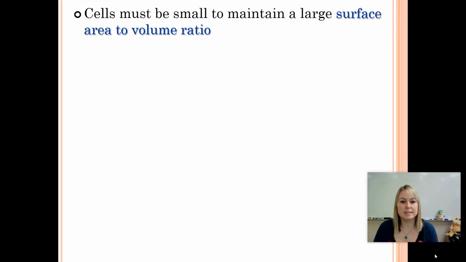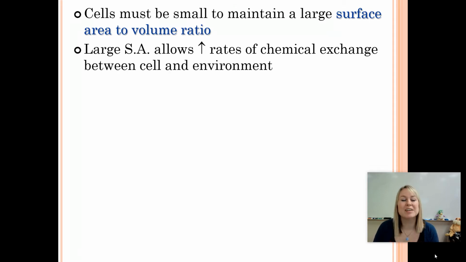They're kind of fun. Cells have to be small, so cell size. In order to maintain a large surface area to volume ratio, cells must be small. Now, why do they have to have a large surface area? That allows an increase in rate of chemical exchange between the cell and the environment. In other words, the materials that they rely on to stay alive and to keep making their proteins have to diffuse passively into the cell. So if we're relying on this random diffusion, they have to remain small. Otherwise, the diffusion alone will not account for the entire volume of the cell inside.